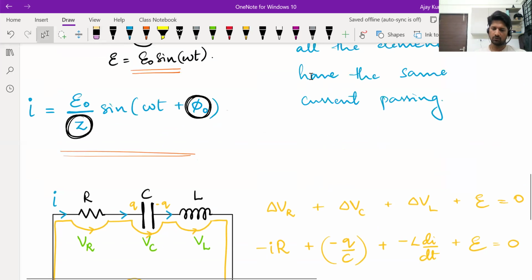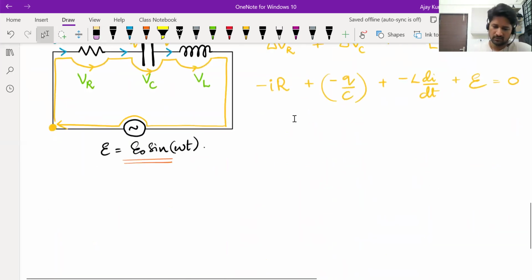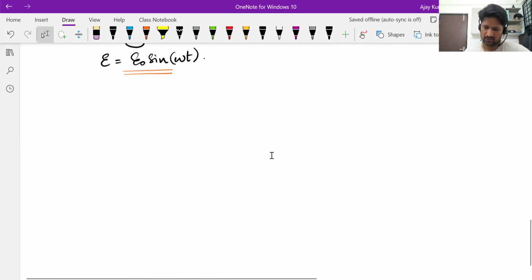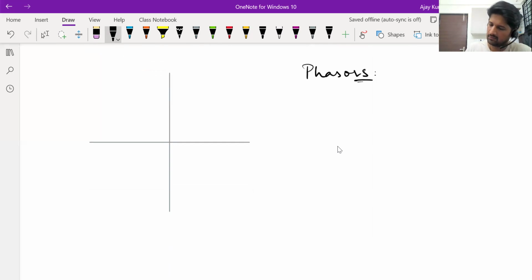So what do we not know about the current here? We don't know the Z value, and we don't know the phase constant phi naught. So what you can do here is consider three vectors. We actually call them phasors because they are arrows which represent phase. They're not actually vectors. We are just drawing arrows to represent the phase of some quantity. So they're called phasors.